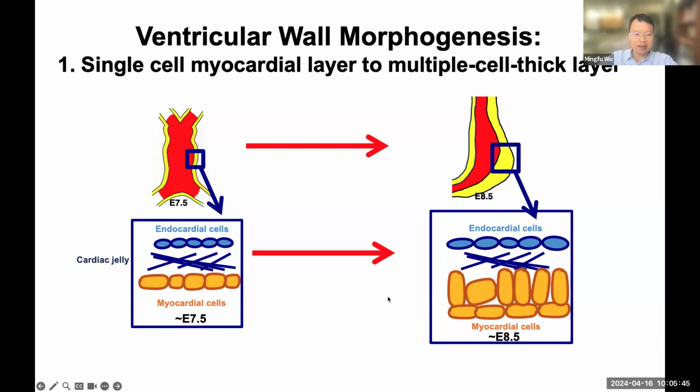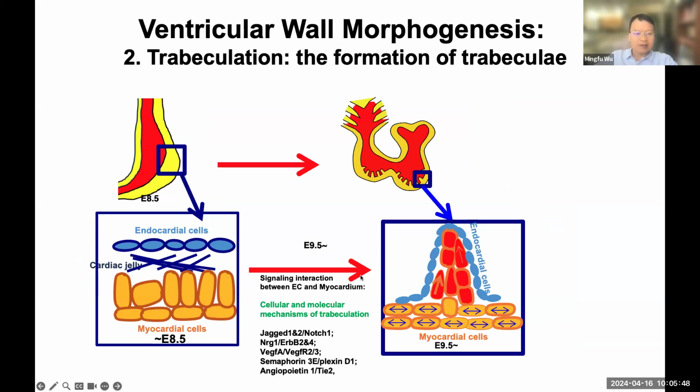In the second step, it forms this protrusion here. As you can see at about E9.5, you can see this protrusion. This protrusion we call a trabecula, and the formation of a trabecula we call trabeculation. The trabecular cardiomyocytes in red here are different from the cardiomyocytes in the compact zone in yellow here, as far as expression profile, proliferation, and also maturation status. They are quite different based on single cell sequencing.